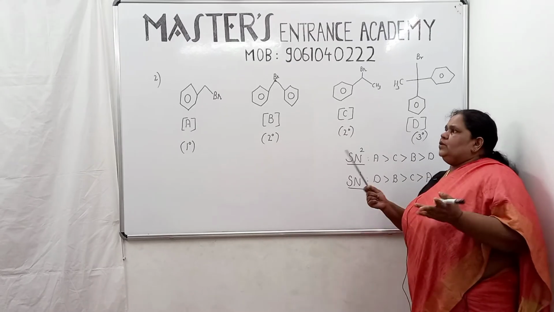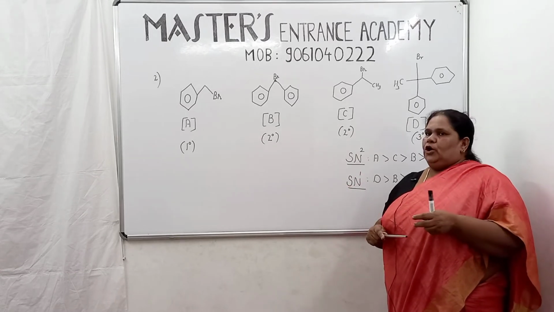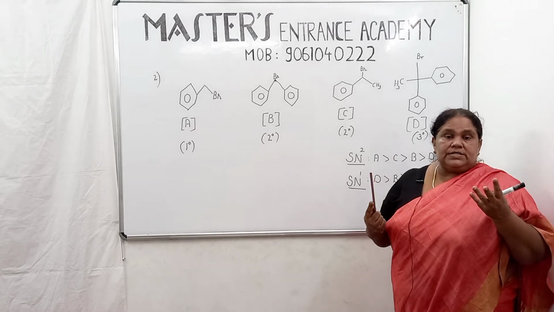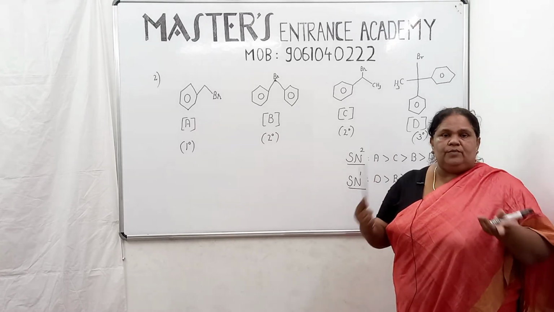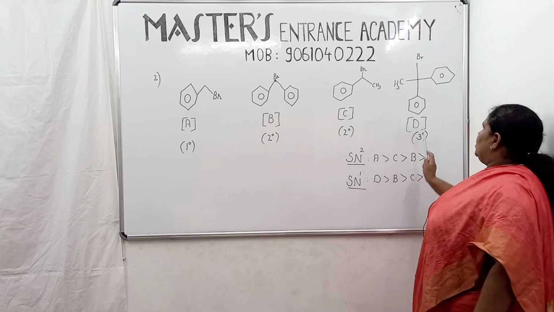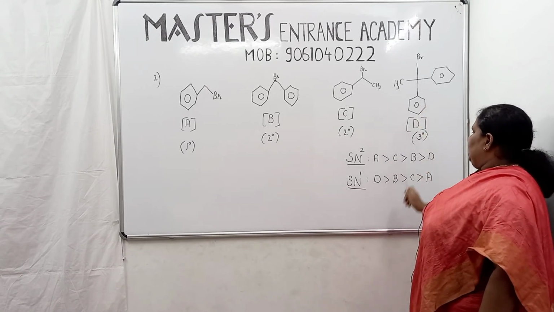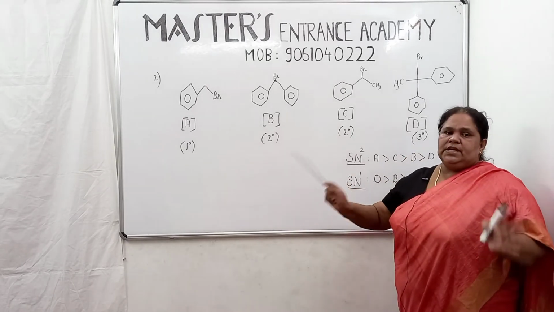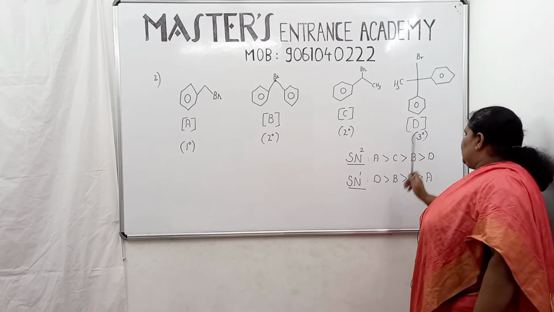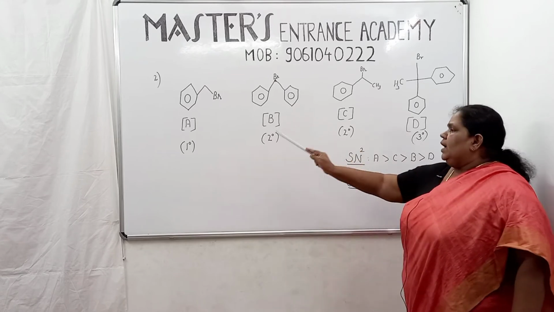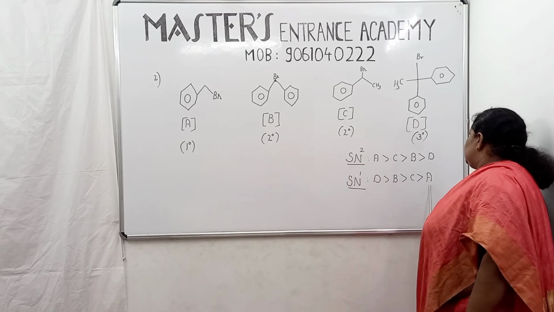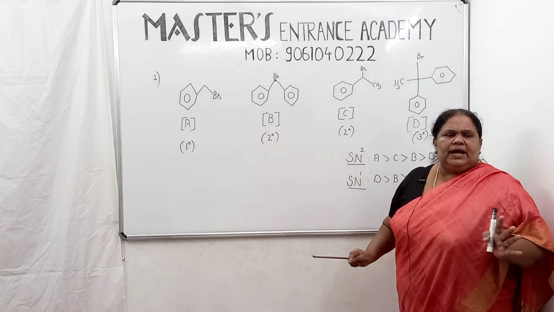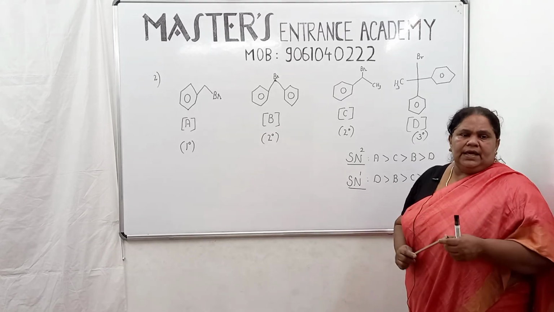Then SN1 reaction, what is the order? SN1 reaction: tertiary greater than secondary, greater than primary. So sure, tertiary carbon, this one, so D comes first. D is most stable, A is least stable. This is tertiary, so D maximum, A is primary, so least stable, minimum. Then what about B and C? Both B and C are secondary in nature.